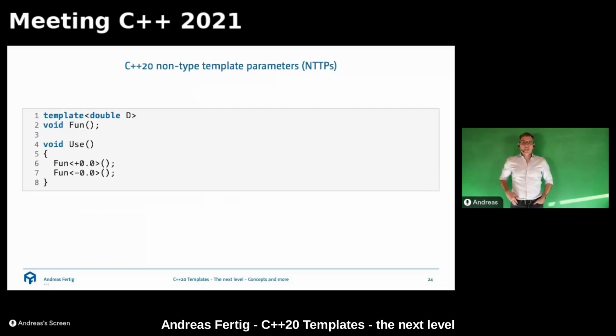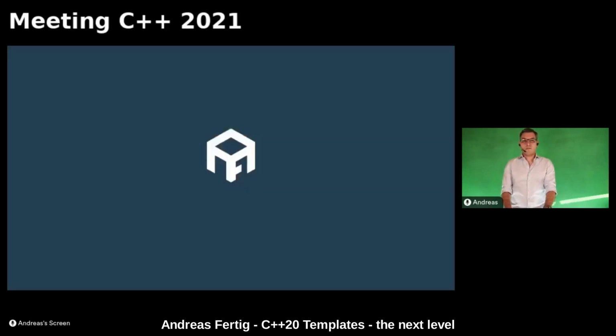So enough of concepts. Let's talk about other things that improved with templates in C++20, namely non-type template parameters, which can now also be of type double. Here you're looking at an example where in line number 1, I can declare a function template called fun, which takes a double as a non-type template parameter, and that wasn't possible before. Lines number 6 and 7 also illustrate that it's a very precise representation at this point. So plus 0.0 and minus 0.0 are possible, and these are different instantiations of fun.